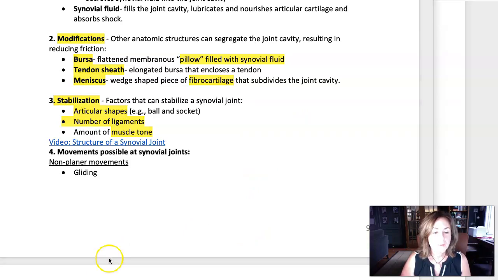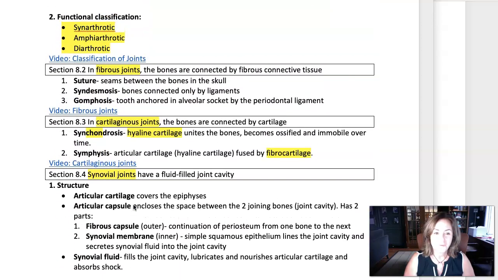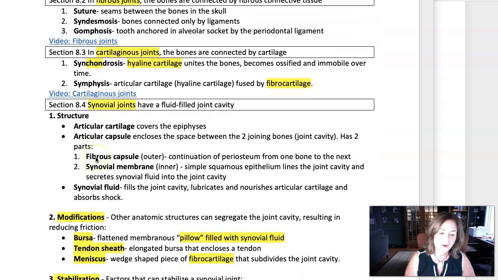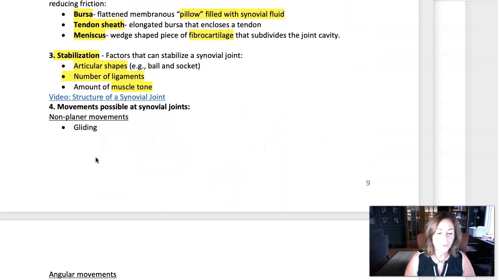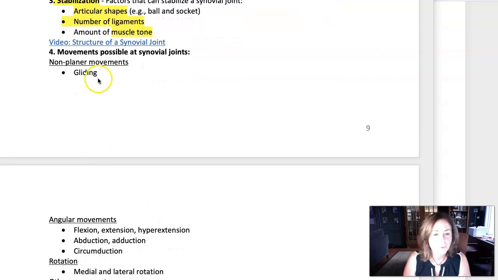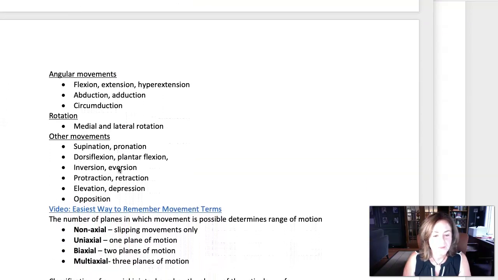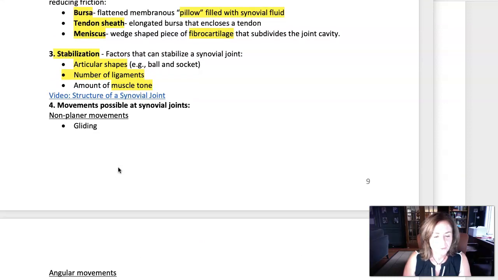Okay, so as far as synovial joints, you might be wondering about the types because, for the fibrous joints and the cartilaginous joints, I go through all these different types. With synovial joints, they don't really go through types. They classify them based on the shapes of the articular surfaces and also the movement that's possible there. So I have these movements listed in the notes that you should become familiar with.